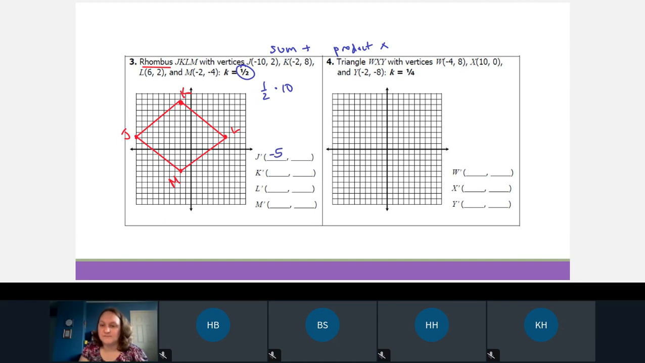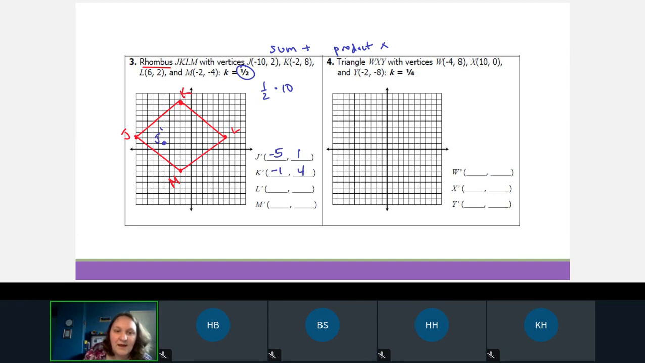Okay, so there's a whole spiel on multiplying by 1/2. As long as you can get 1/2 of -10 and 1/2 of 2, you're good. And then we can graph that point. -5, 1. 1, 2, 3, 4, 5, 1. There it is, J prime.